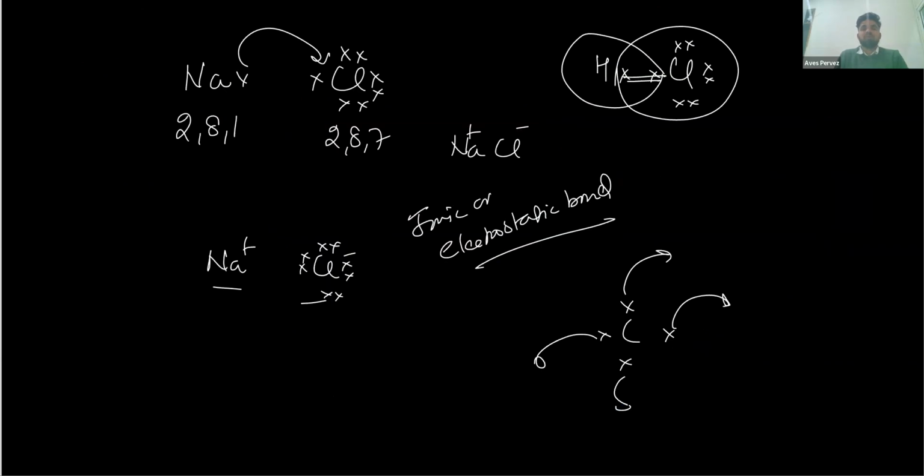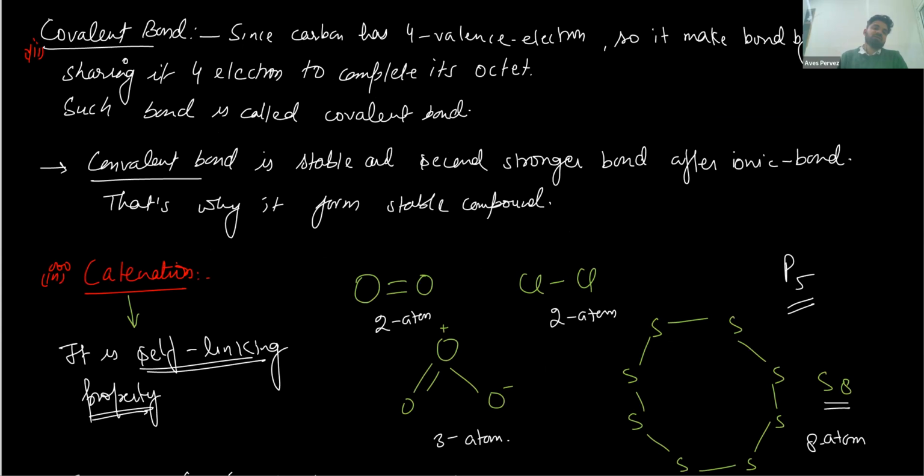Okay. The next two properties, catenation and covalent bond, we are going to discuss in the next class. So note the topic that I will teach you in the next class: catenation property. Sorry, covalent bond.